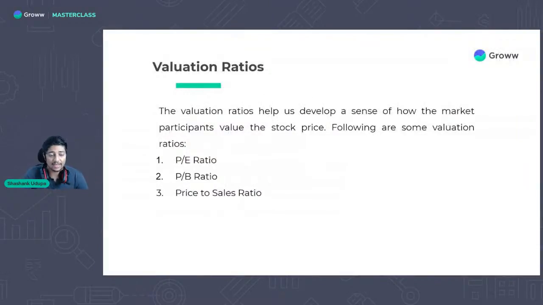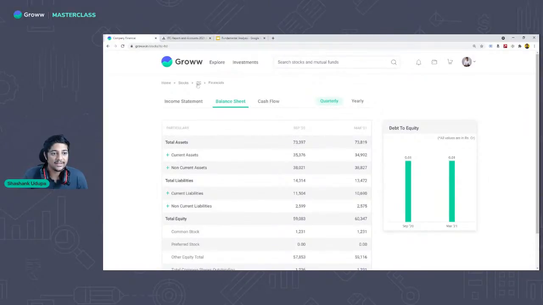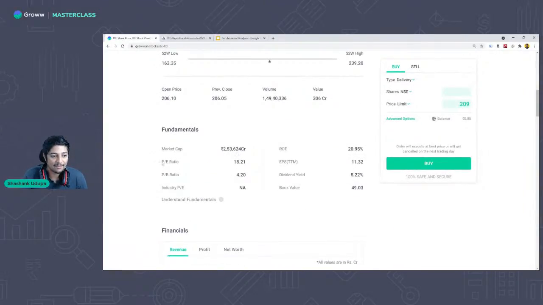Now the third thing that we will look at is valuation ratios. Now valuation ratios, there are three ratios. One is price to earnings ratio and price to book ratio. I'll show you where this is on the Groww website again. Now if you go to ITC, on the main website of ITC, if you come down here, you will see market cap, and below market cap you will see price to earning and price to book.